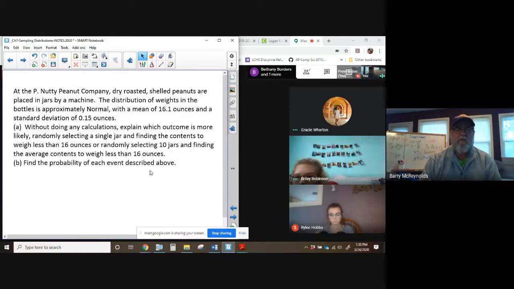Okay, so part B says find the probability of each event described, and so I'm just going to talk you through this. I'll send you my written example of this, but it's going to follow the same steps as the example on page 448.